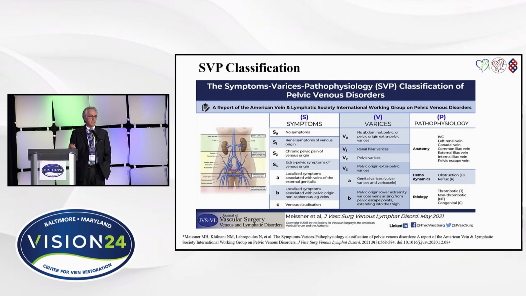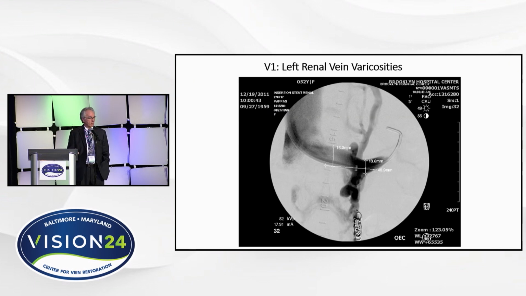What I want to emphasize about this particular classification system is that it focuses on varices. Okay, so it's symptoms, varices, and pathophysiology. So even though the P part of the classification system talks about anatomy and obstructive disease, the main focus of this is varices. So if you have a renal vein stenosis, or if you have an iliac vein stenosis, that's not covered in the S and the V part of this. That's covered in the P part of it, which we'll get into in a moment.